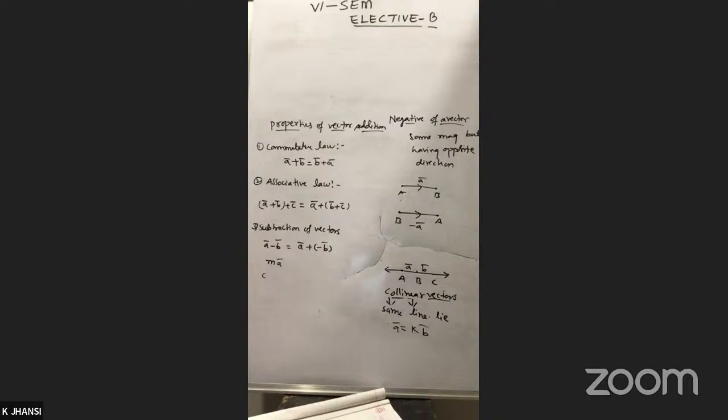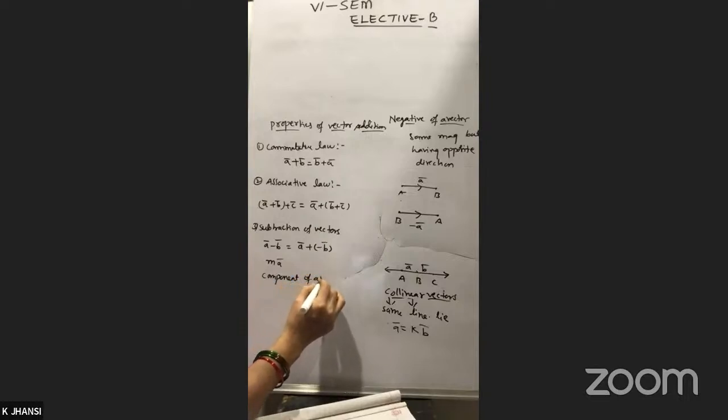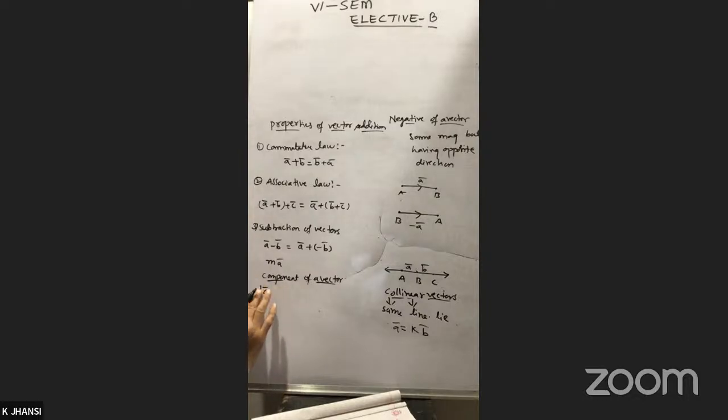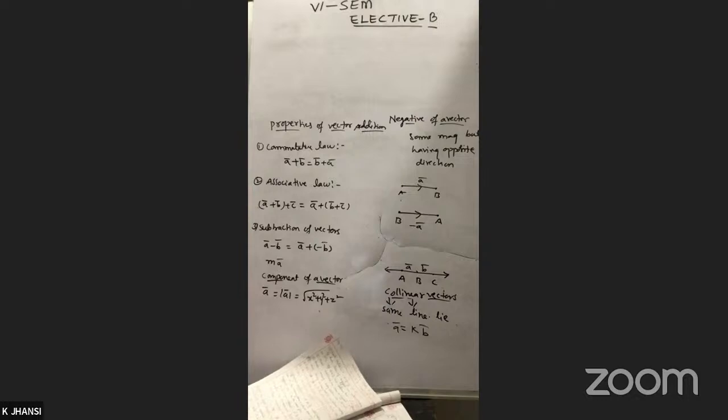Next, component of a vector. The magnitude of A is equal to the root of x square plus y square. We also call it the position of a vector, component of a vector or position of a vector.